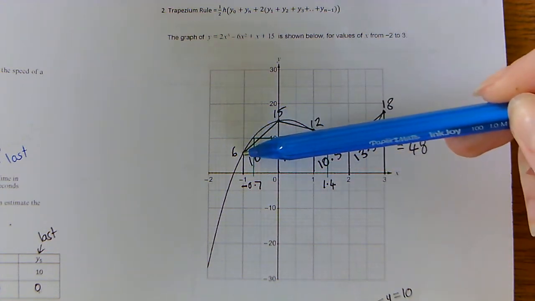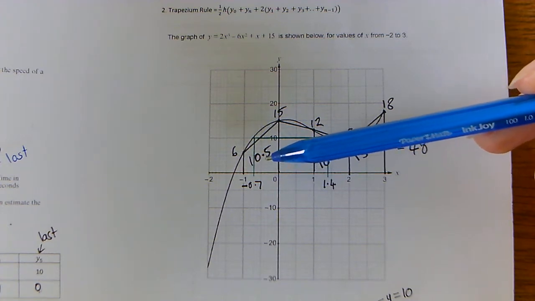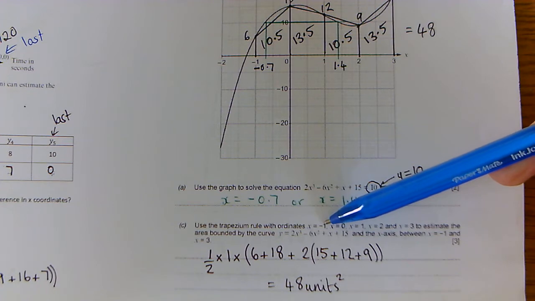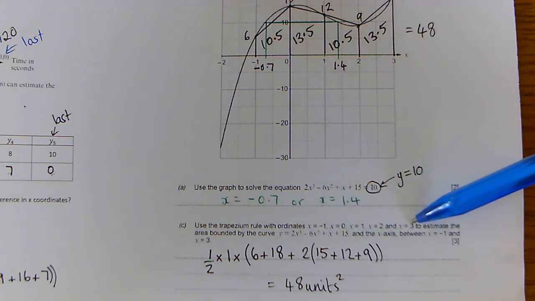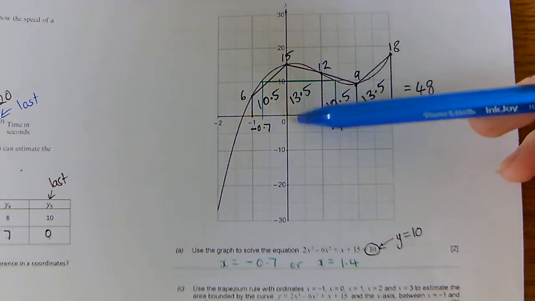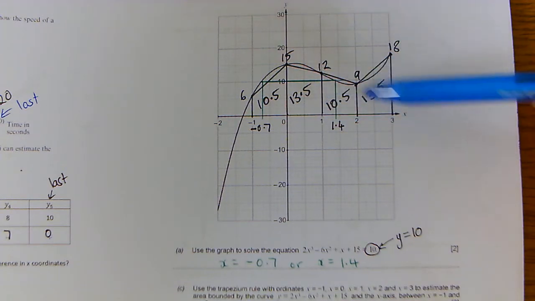So my first y coordinate, when you've got x equals minus 1, and the reason I started at x equals minus 1 is that in the question, it says to start from x equals minus 1 up to x equals 3. So when x is minus 1, y is 6. At 0, it's 15. At 1, my y value is 12.